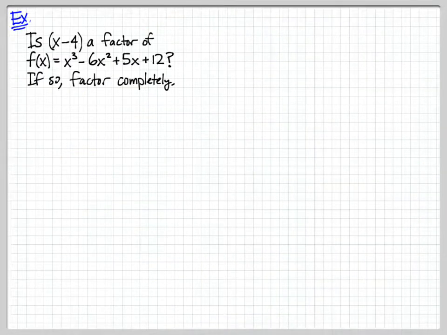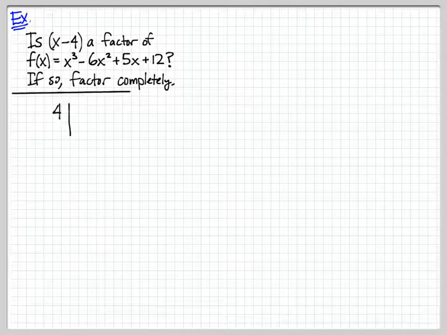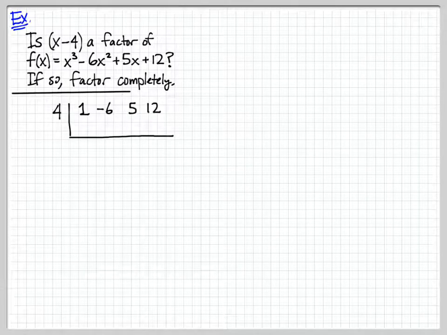Okay, let's look at two more examples. So again, let's do this problem where we're asked, is x minus 4 a factor of this polynomial? And if so, factor it completely. So the way we approach this is by setting up synthetic substitution or synthetic division, because it allows us to quickly divide. So we take x minus 4, we take the 4 and bring it right on down here.